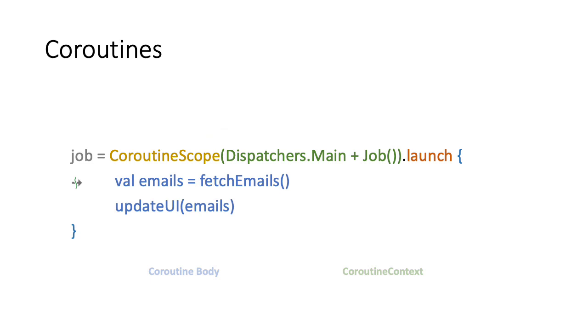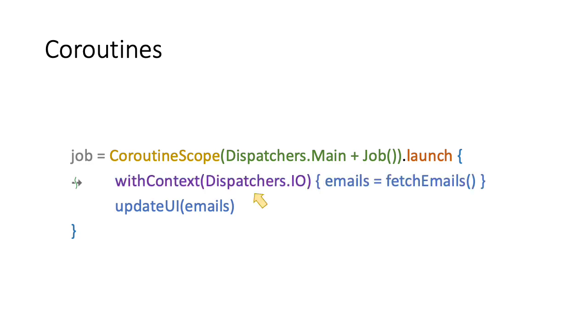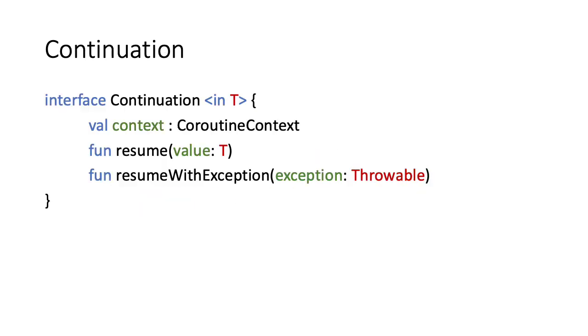Coroutines can context switch their operations within the body using withContext. The Kotlin compiler injects a continuation into every suspend function. Here is the Continuation interface which the compiler implements. It holds the coroutine context and has resume functions for the happy flow and the error path. The name resume suggests that it may be called multiple times, recursively or iteratively, either way.